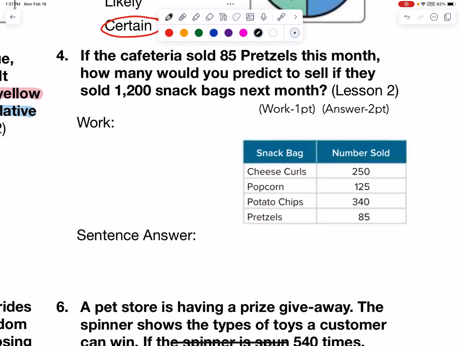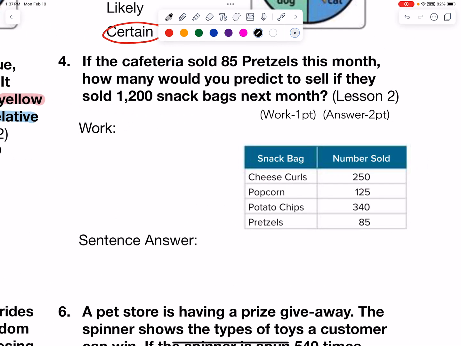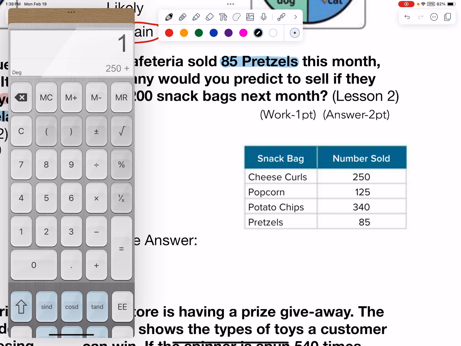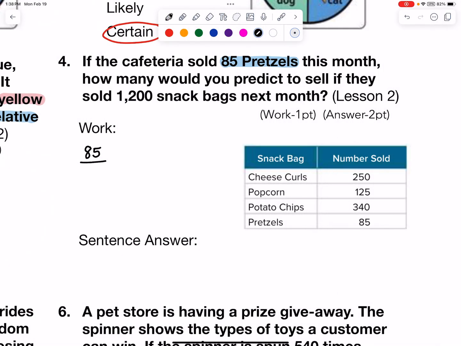All right, let's head over to number 4. If the cafeteria sold 85 pretzels this month, how many would you predict them to sell if they sold 1,200 snack bags next month? Okay, so we're focusing on the 85 pretzels, okay? But we need to create your base ratio here of 85 pretzels out of how many snack bags sold this month. So we have 250 plus 125 plus 340 plus 85. So that's how many snack bags we sold this month, is 800 snack bags.